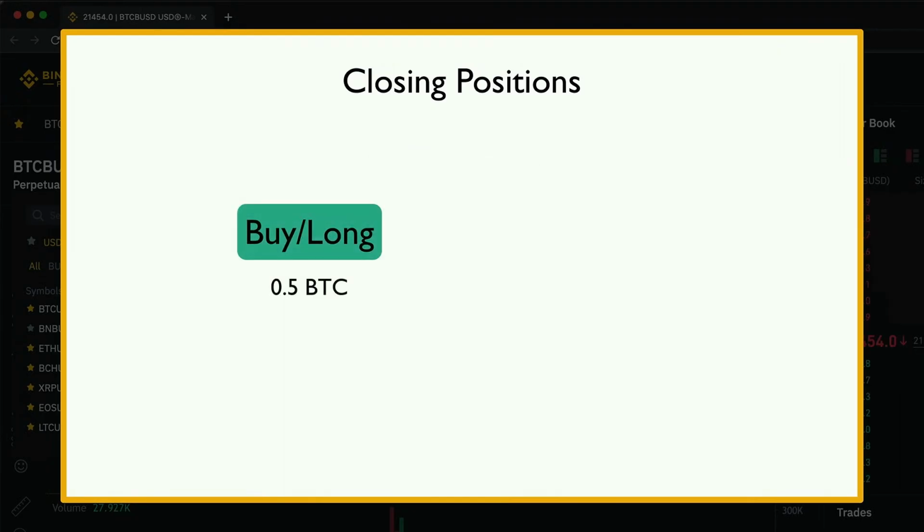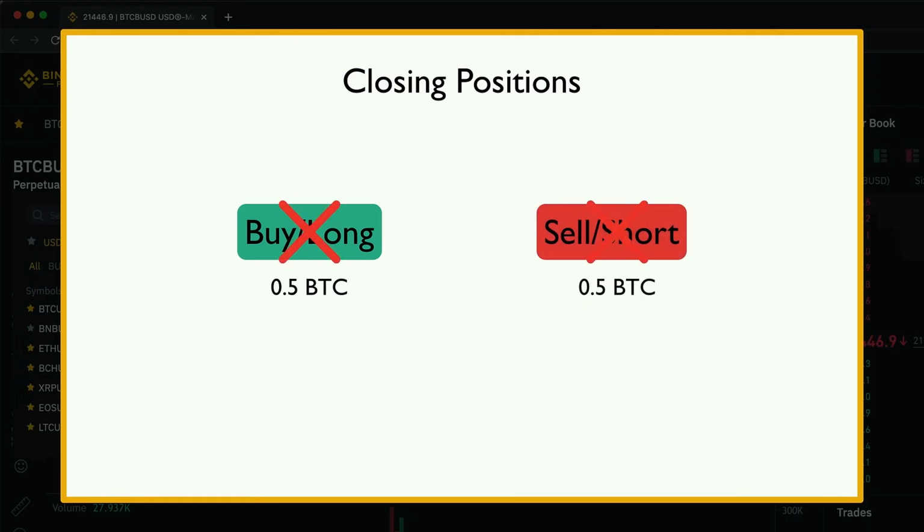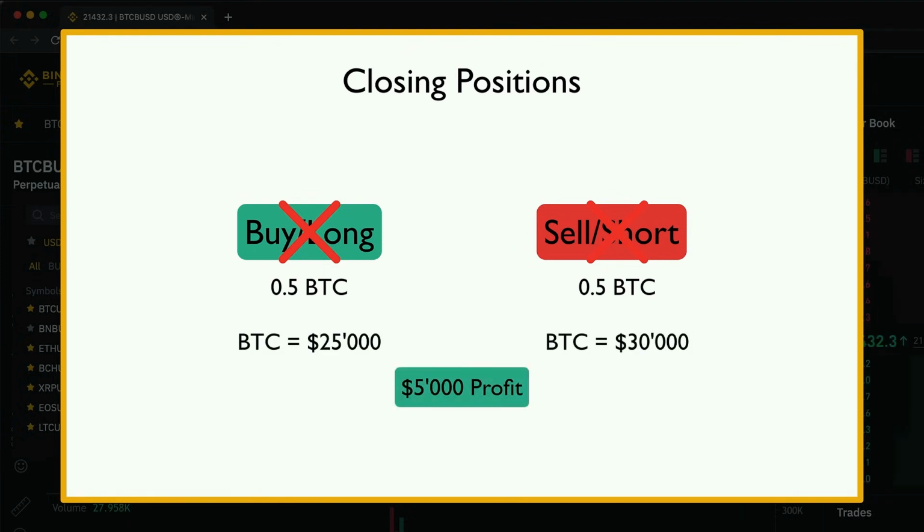If we want to close our long position, all we need to do is open a short position for the exact same amount, and that will cancel out the long position, getting us out of the trade. The profit or loss is then equivalent to the difference in price between when we opened the long position and when we opened the short position.